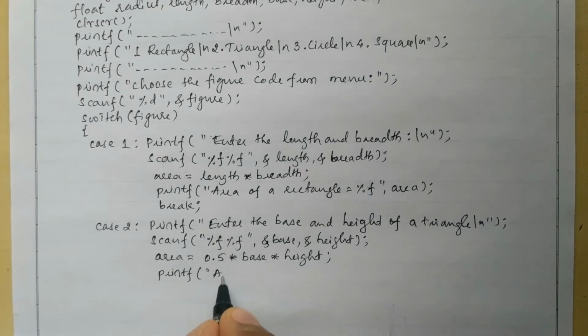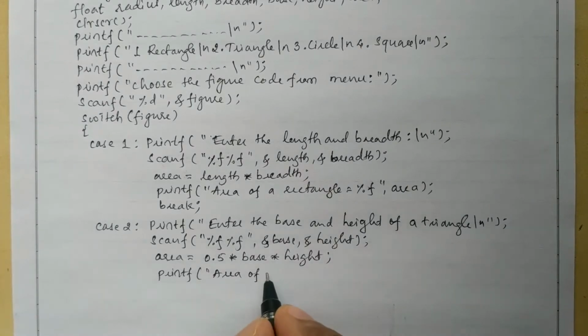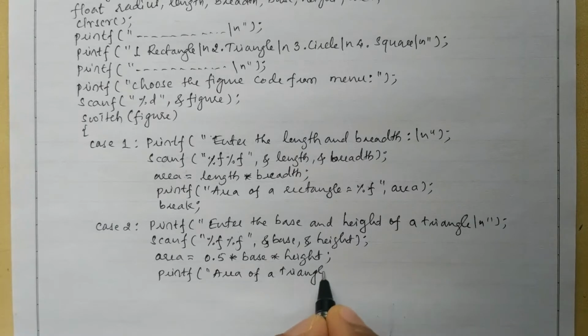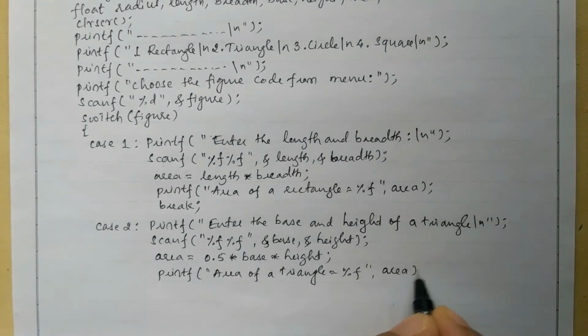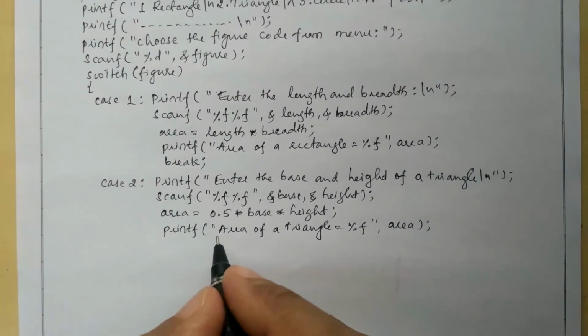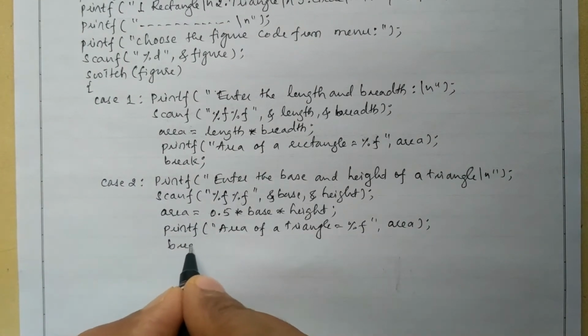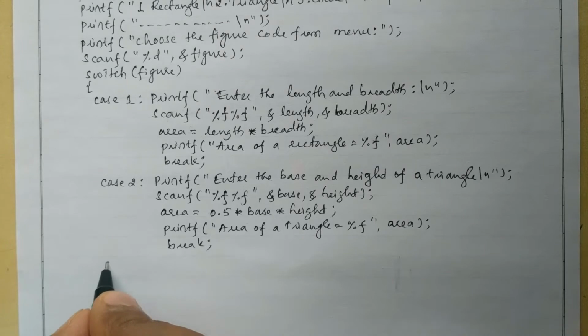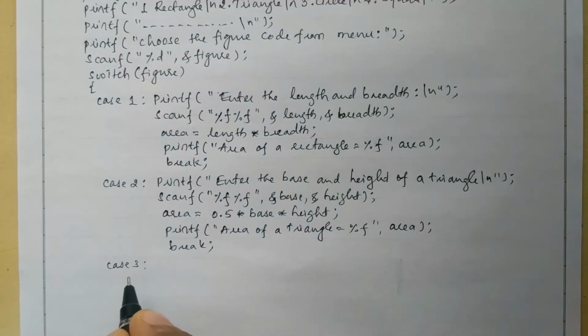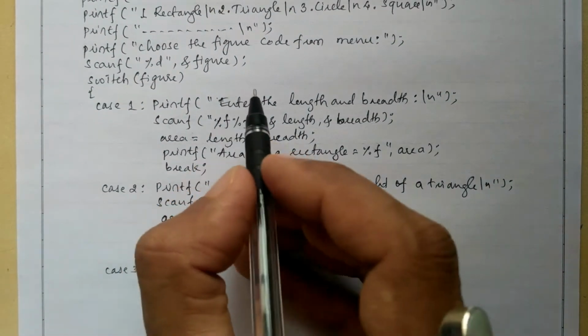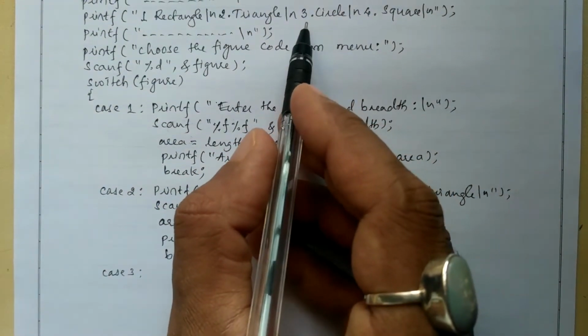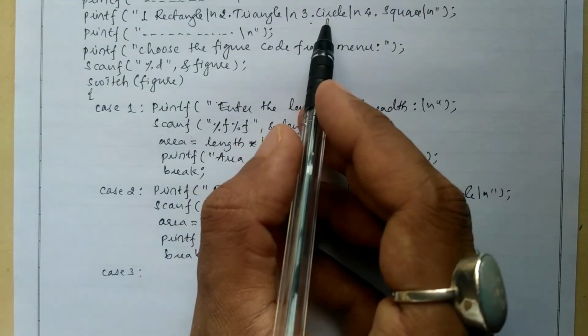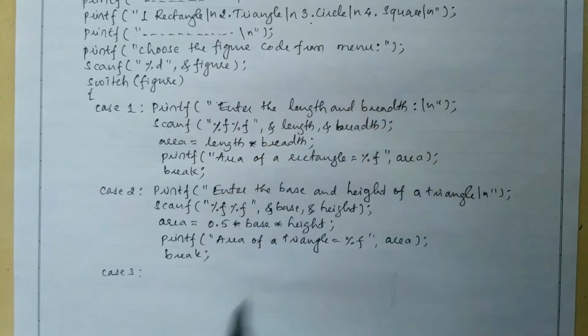In the double quotation mark I am going to write "Area of a triangle is equal to %f", end the double quotation mark, put a comma, and write area. Now we have to write the break statement once again. Next we'll go for case 3. So what is going to happen when the user presses option 3? It has to calculate the area of the circle.